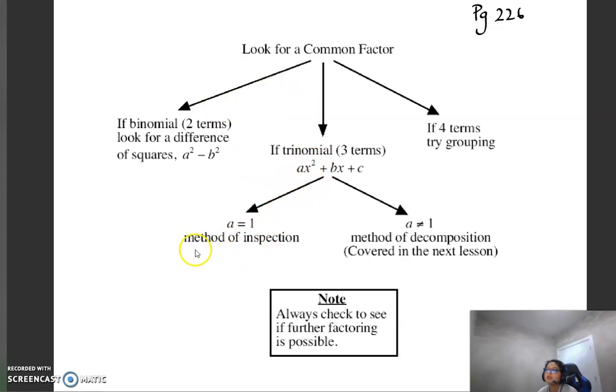So far we have only done this method by inspection when the leading coefficient is +1. When it's not +1, any other number, then we will learn a method called decomposition, or the chart method, that will teach us how to do that as well, which will be in the next lesson.